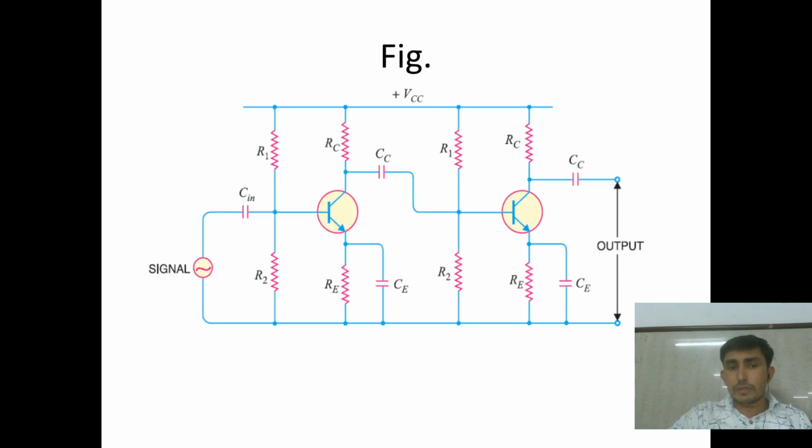Why is it so? Let's first discuss the circuit diagram. The circuit consists of two stages. A stage means a transistor: the first stage is the first transistor, the second stage is the second transistor. See the collector terminal of the first stage and the base terminal of the second stage. We are using a coupling between two stages. The coupling is provided by a capacitor, and along with this two biasing resistors are used, that is R1 and R2. To couple between two stages, a coupling capacitor and R1 and R2 are used. That's why it is named an RC coupled amplifier.